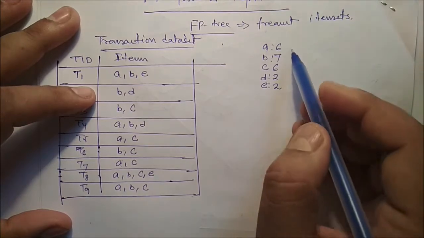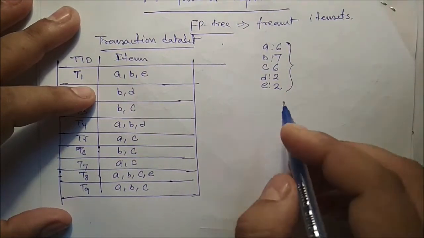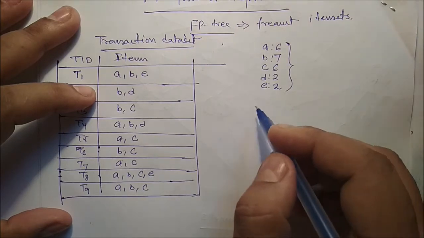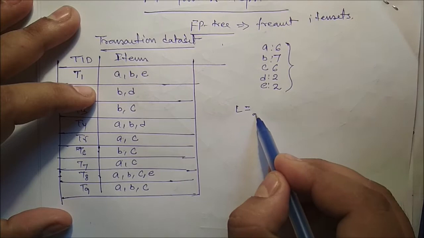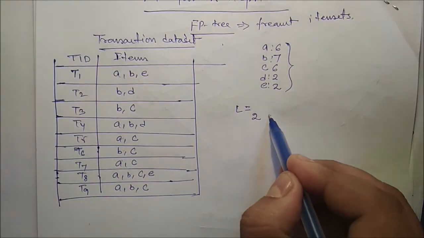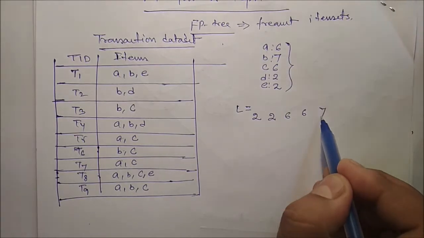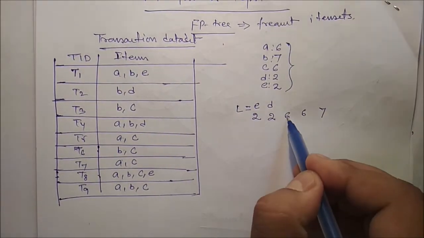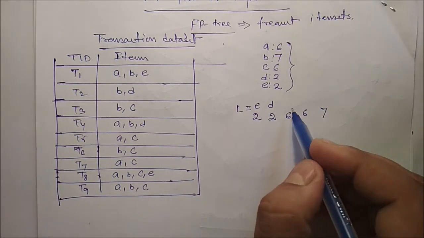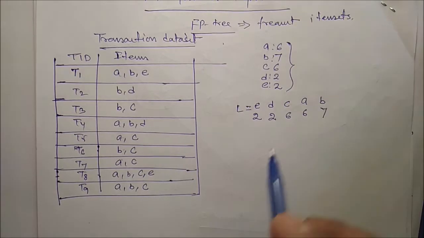Now, first of all, arrange these items in ascending order of frequency. So the ascending order, first is 2, then 2, then 6, then 6, then 7. Let this be E, then D, then for 6 it is C, then A, then B.